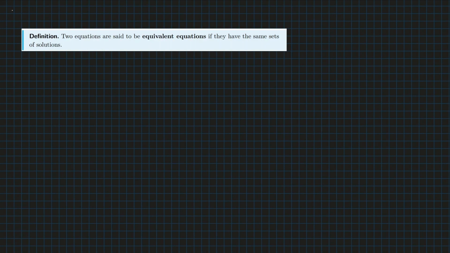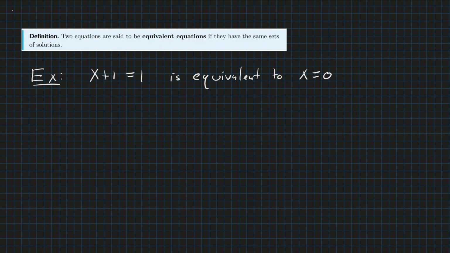Two equations are said to be equivalent equations if they have the same sets of solutions. So for example, x plus 1 is equal to 1 is equivalent to x is equal to 0. Those have the same solution sets. If you subtract 1 from both sides of x plus 1 is equal to 1, you'll obtain the equation x is equal to 0.